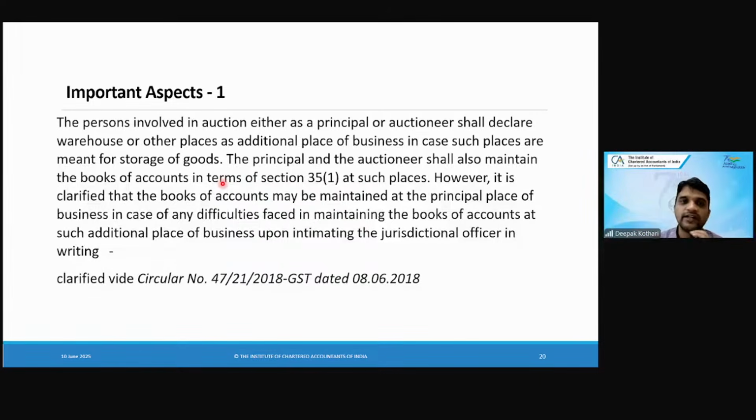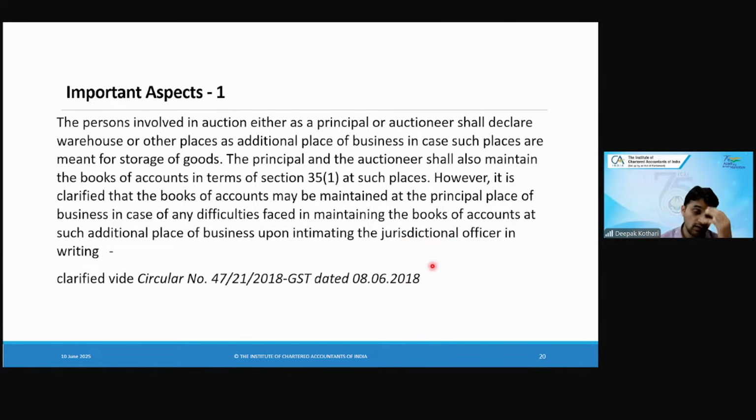With that background, now you read this. The person involved in auction, either as a principal or auctioneer, shall declare the warehouse or other places as additional place of business in case such places are meant for storage of goods. The principal and the auctioneer shall also maintain the books of accounts in terms of section 35 at such place. However, it is clarified that the books of accounts may be maintained at the principal place of business in case of any difficulties faced in maintaining the books of accounts at such additional place of business, upon intimating the jurisdictional officer.